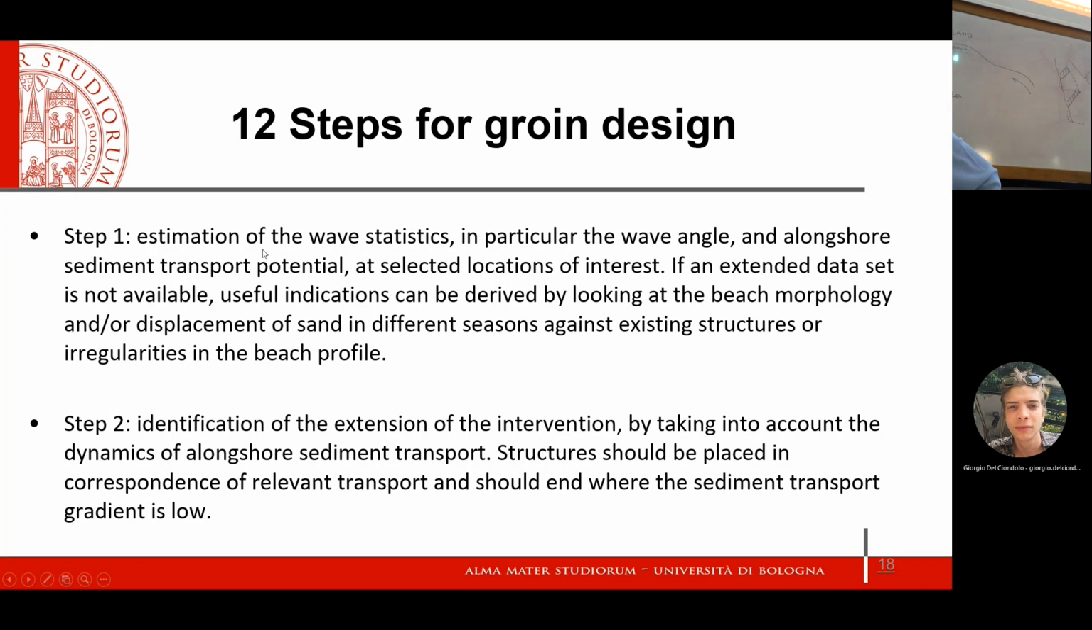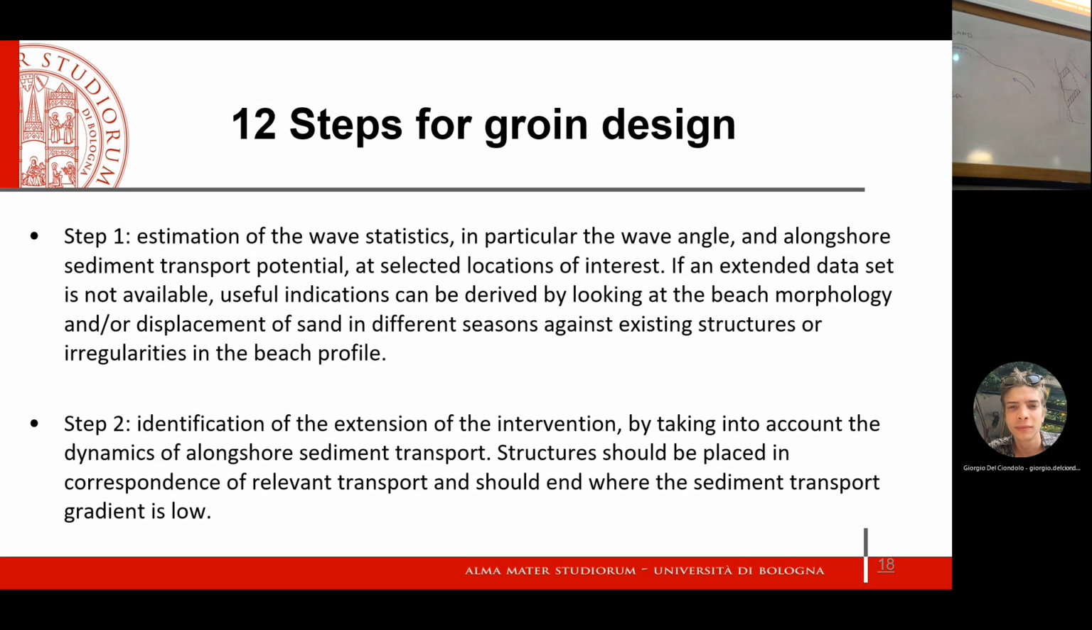Okay, here it is. So, step 2. Step 2 is the identification of the extension of the intervention. So how long should I go along the beach, along the coastline? Of course, we have to understand the dynamics of the longshore sediment transport. Is it a process that is very concentrated or is widely distributed? Structures should be placed in correspondence of relevant transport. So if you see evidence of relevant longshore sediment transport, this is where you have to start your intervention.